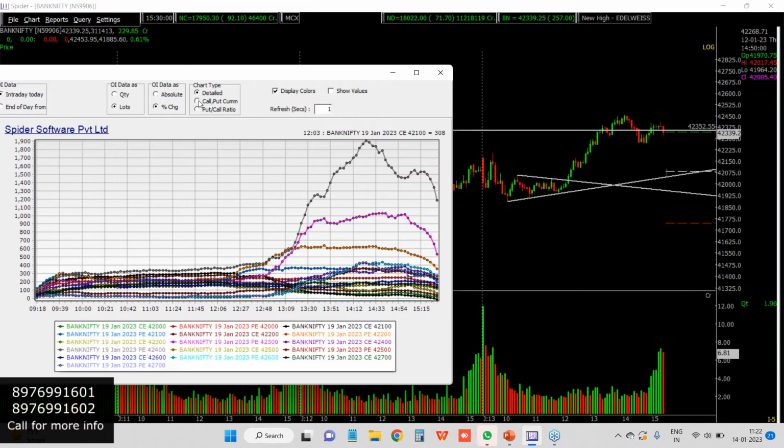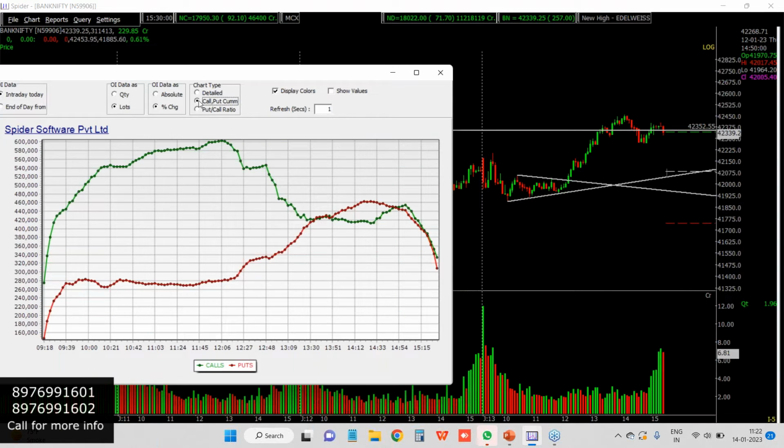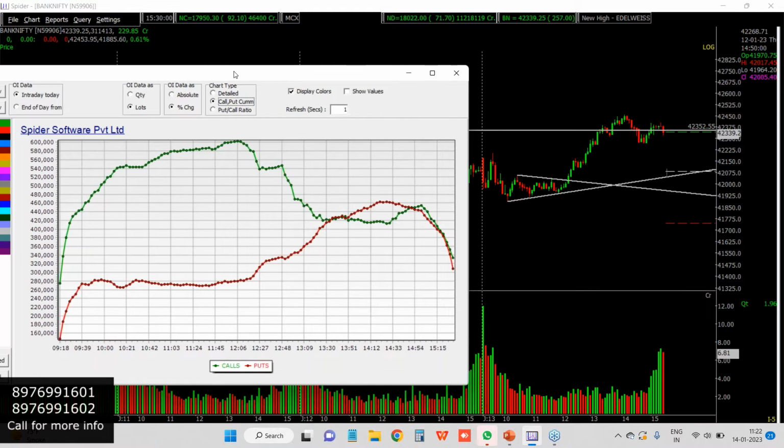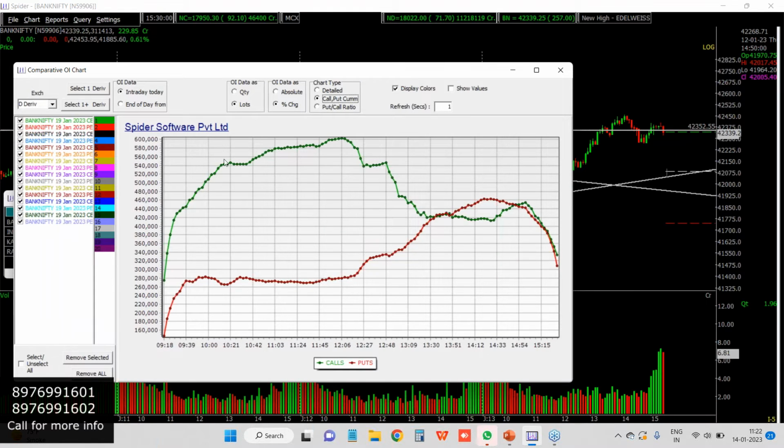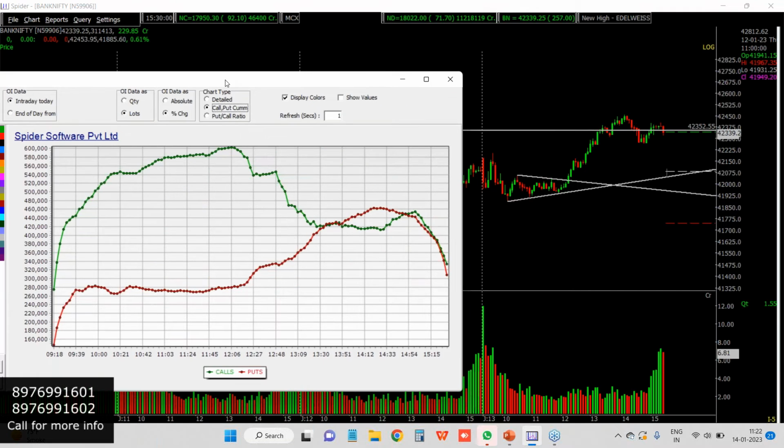Next, you can check the call put cumulative. Now, what does cumulative mean? Cumulative means the addition. Addition of what? The green line indicates call writing, and the red line indicates put writing. So what cumulative has done is it has added all the call writing data, and on the put side, it has added all the put side data. So you get two simple straight lines. In detail, it was multiple lines that you have to observe. But in the call put cumulative, you simply have two lines through which you can identify the current trend of the market.